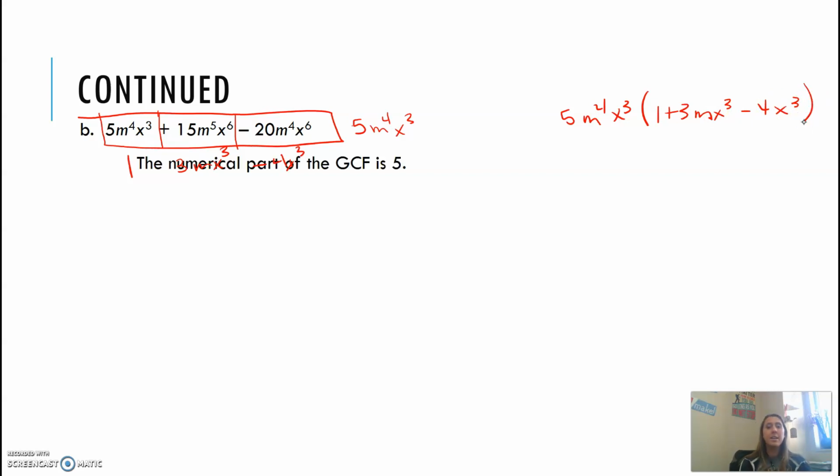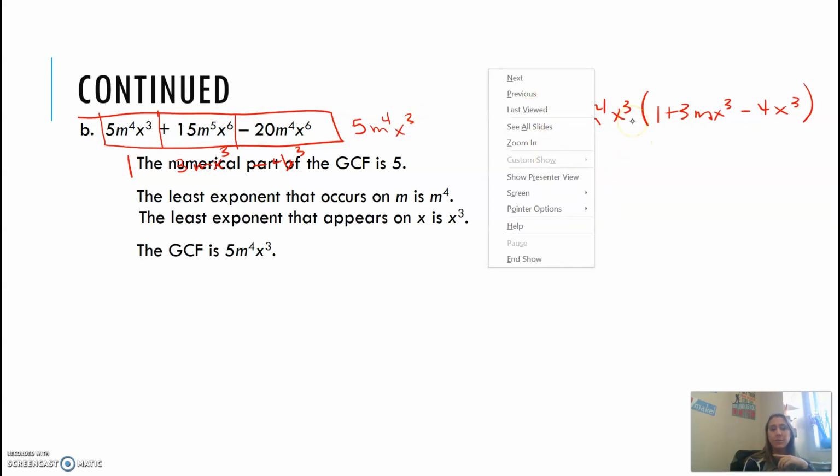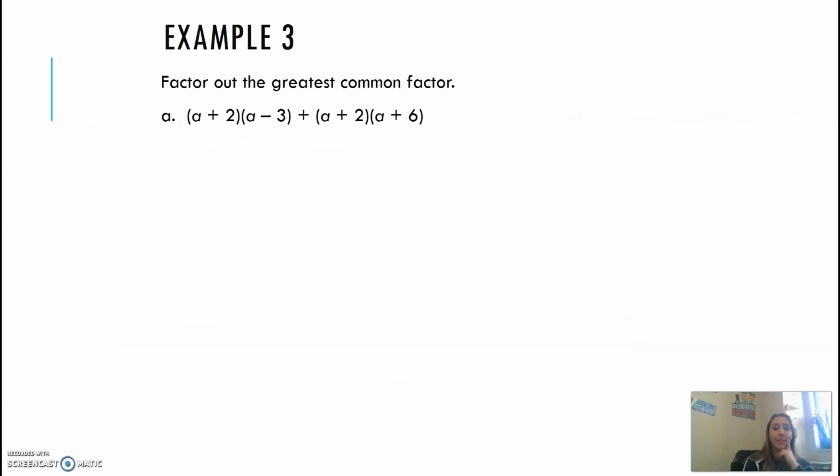So again, the numerical part of the GCF is 5, which is what I did. The least exponent that occurs for m is m to the fourth, and the least exponent that occurs for x is x to the third. And so we end up with that GCF that I got right here. And then we broke it up, and that's what we ended up with. So if you have any questions, I'm kind of going through this 2 different ways, 2 different times, so that you can see it twice. All right. So now we have this.